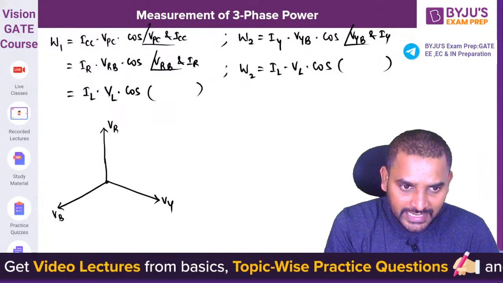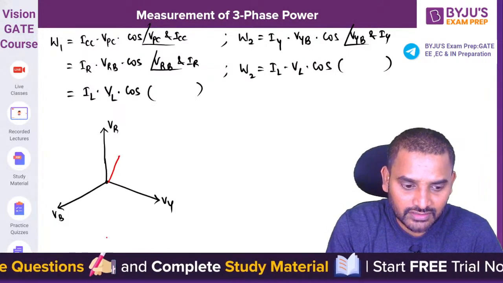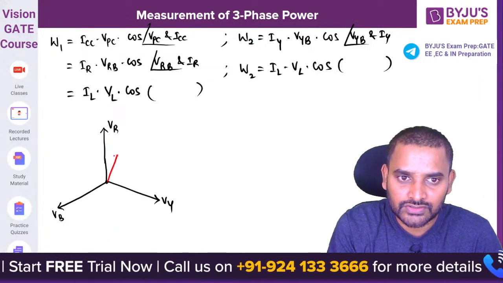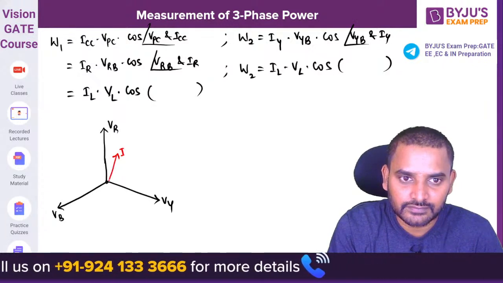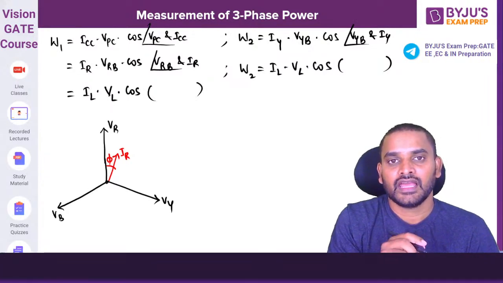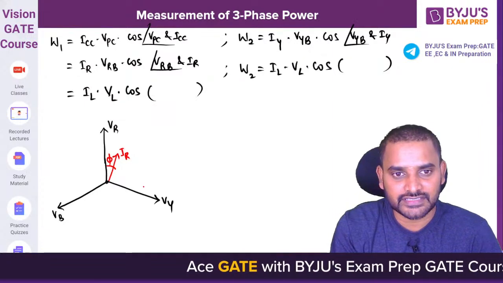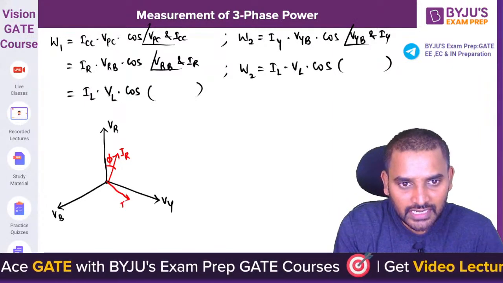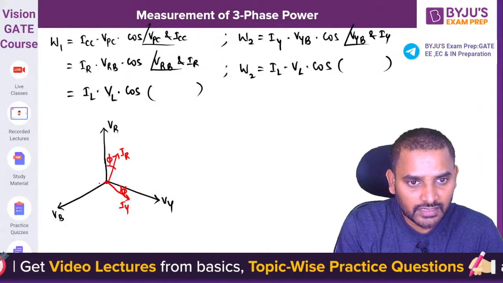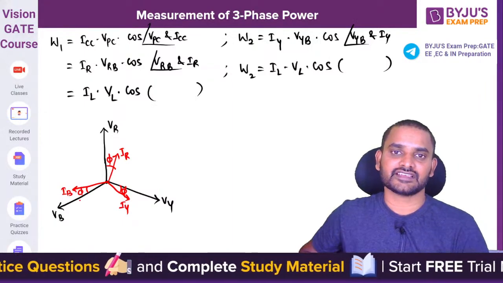Now the current flowing through the load, as the load is a lagging load, the current lags the voltage. I can take the phase voltage only. So IR, the phase current, lags the VR phase by some power factor angle. As the load is a balanced load, I can take the power factor angle as the same for each and every phase. Similarly, IY lags with respect to VY, and IB also lags with respect to VB with the same phase angle.